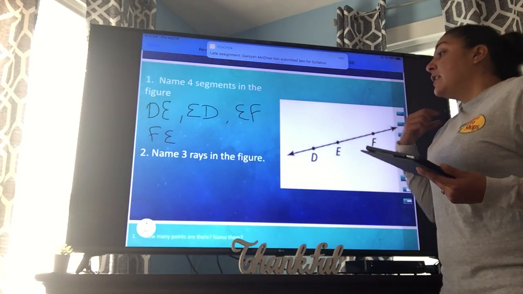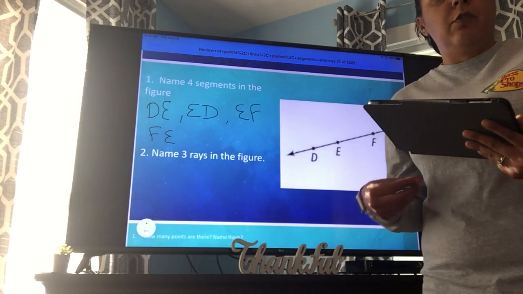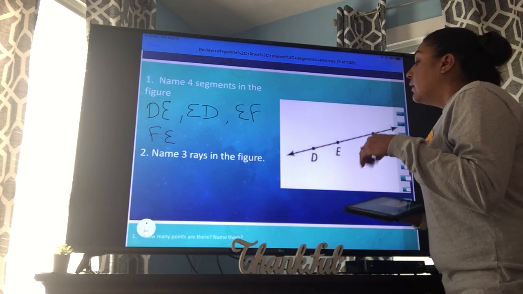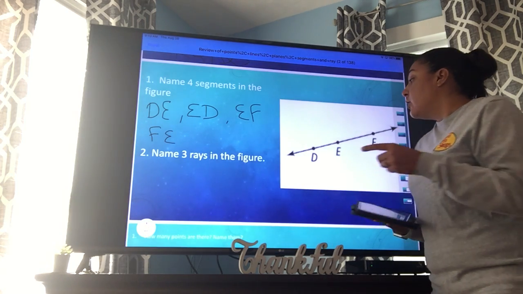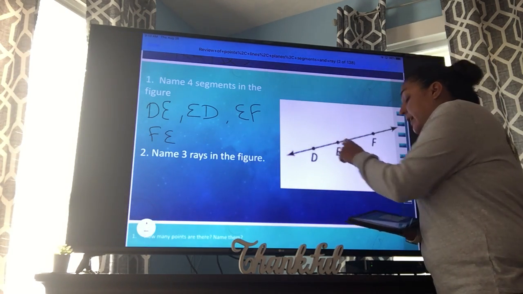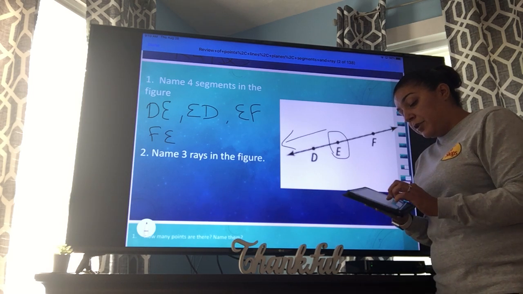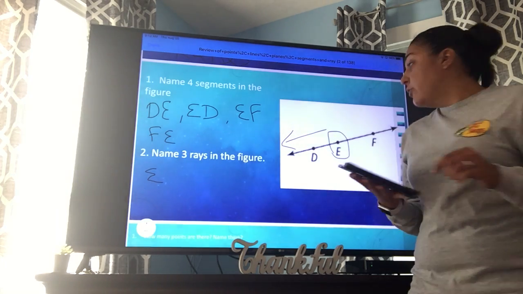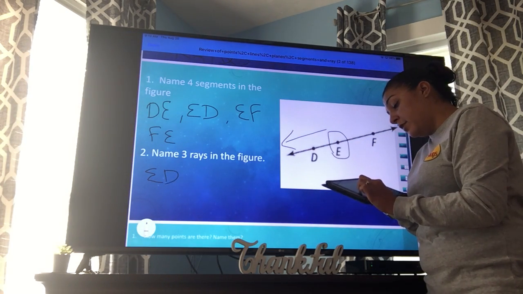Okay, and the next one says name 3 rays in the figure. So the rays is where some of you guys are screwing up at. So that says you need to pick a starting point, and a ray has 2 points. So we can start at E, and we're going to say we're going in this direction. So our starting is at E, and the last point that it goes through is going to be D. Okay, so our ray is going to be ED.